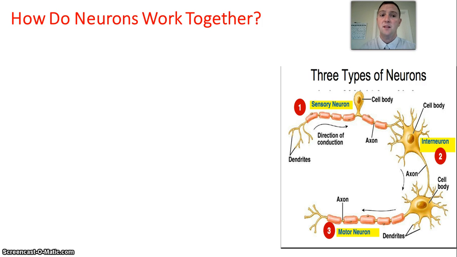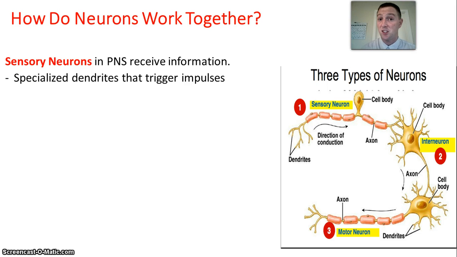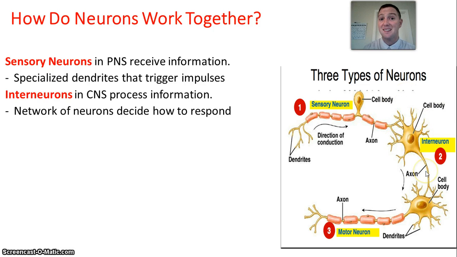All right, so how do these neurons work together? Well, you've got three types of neurons. First, you have your sensory neurons, as the name implies. They sense things. They are part of the peripheral nervous system, and they receive the information. And these specialized dendrites, okay, over here, there's my mouse, there's my dendrites. These are specialized, depending on what type of sensory neuron they are, whether it's taste or light or sound, and they're going to trigger impulses. Those impulses are going to go down the sensory nerve to interneurons, and those interneurons are in the central nervous system. This is your computing power, all right?